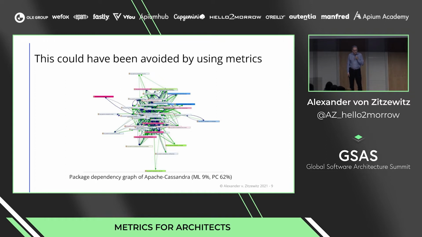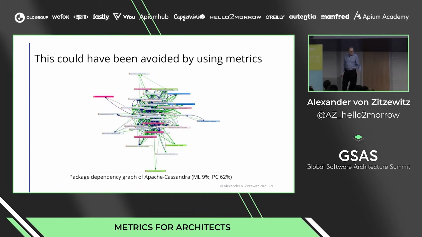For example, you see two metrics on the bottom. ML stands for maintainability level. So it's at 9% of a possible 100%. That's a pretty bad value. That's as bad as it can get. And the other metric, PC, propagation cost, is at 62%. What does it mean? Every time I touch a Java file in Apache Cassandra, it means that 62% of Apache Cassandra is affected by that change directly or indirectly. That means we have an extremely high degree of coupling, which means the probability for regression bugs also becomes pretty big.